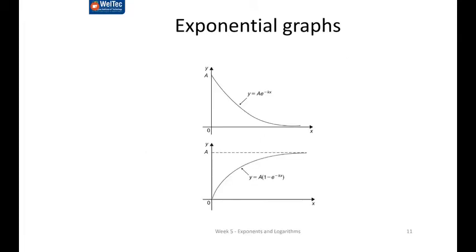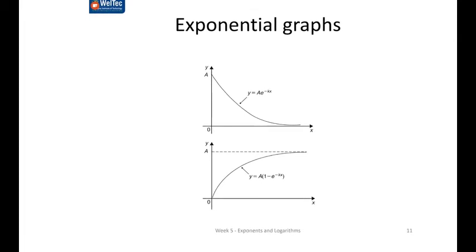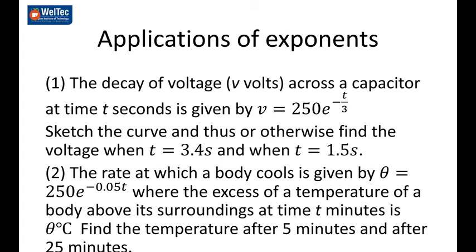A couple of standard ones, a little bit of difference. Look at that. That's got an a in it, and we're going to end up with an asymptote at y equals a. The graph is not going to cut the line y equals a, but it's just going to get closer and closer and closer to it. A couple of examples: decay of voltage and the rate at which a body cools. You're given the expressions, now draw a picture and find a bit of information about it.